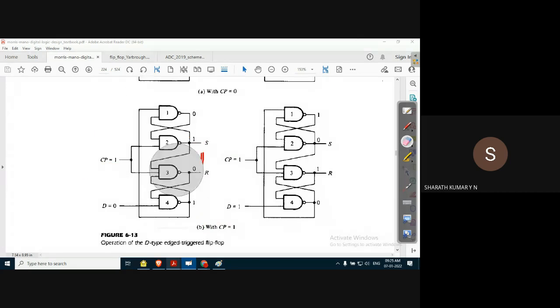Now in this condition, let us say D is equal to 0. What happens? If D is equal to 0, this is 0. That means this is 1, this is 1, and then this is 1. Initially, let us take S and R as 1, 1. That's our initial condition.